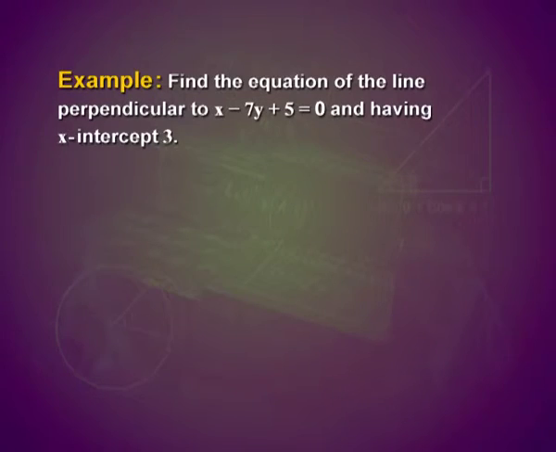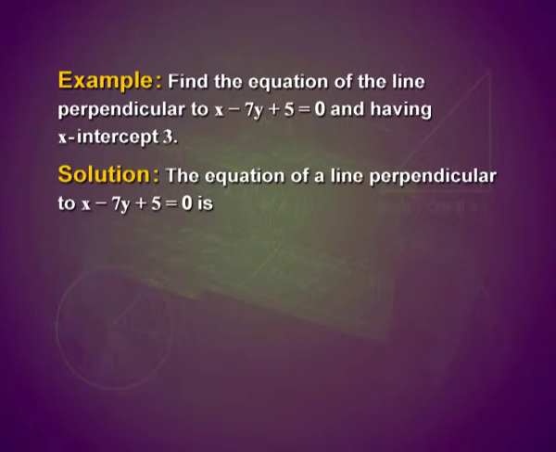Find the equation of the line perpendicular to x minus 7y plus 5 is equal to 0 and having x intercept 3. Let us see the solution. The equation of a line perpendicular to x minus 7y plus 5 is equal to 0 is 7x plus y plus lambda is equal to 0. Take this as equation number 1.